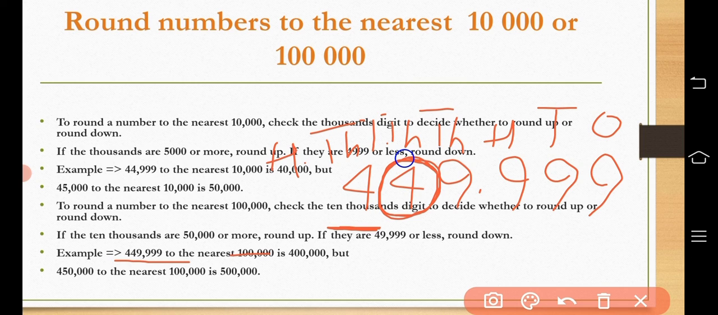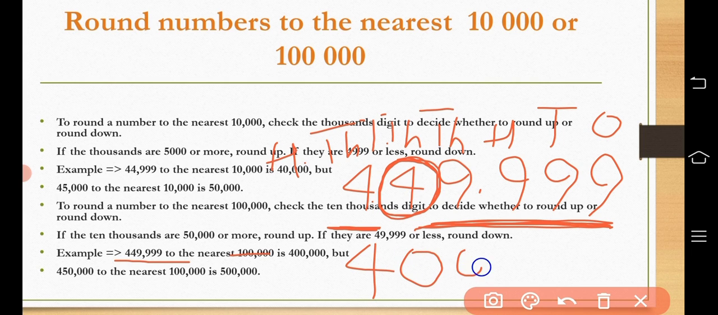Now you have to check this number. If this number is less than 5, you have to round down. And if this number is equal to 5 or greater than 5, then you have to round up. Now here this number is less than 5, so it means that all these digits become zeros and this becomes 400,000.